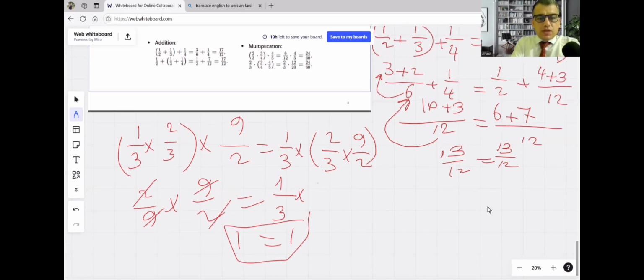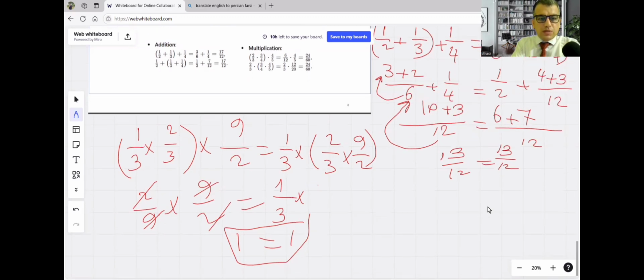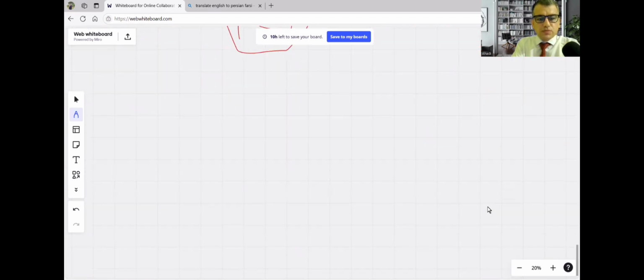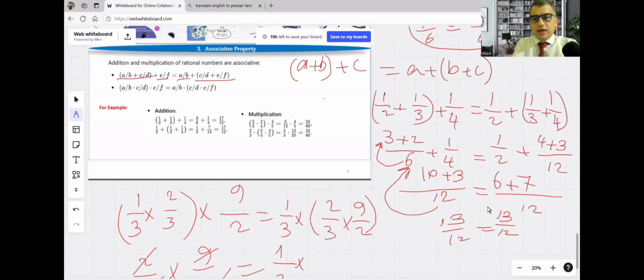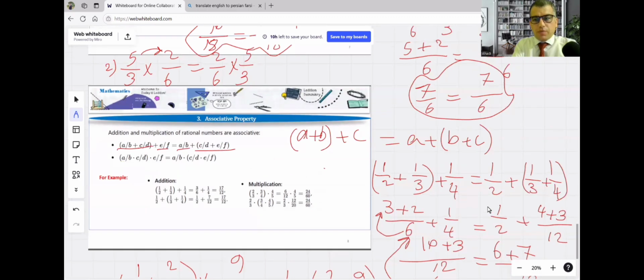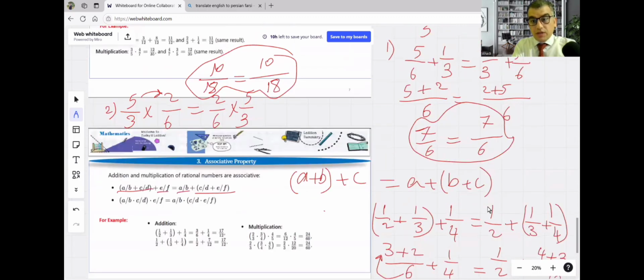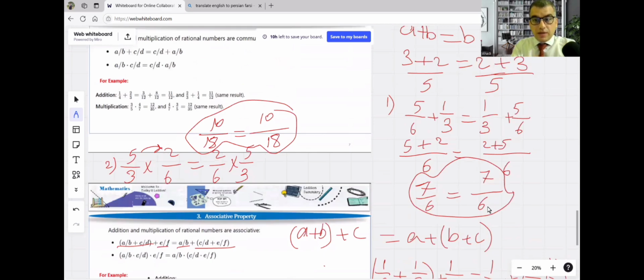So here are some more examples. If you're interested, you can pause the video and do these examples also. It is good. So it is enough for today, and some other important and very nice properties of rational numbers I will explain in the next video.